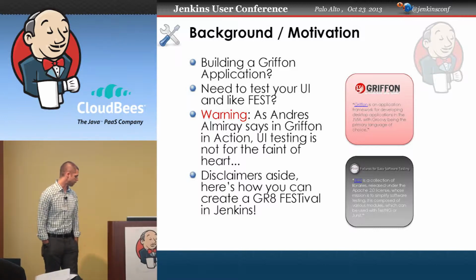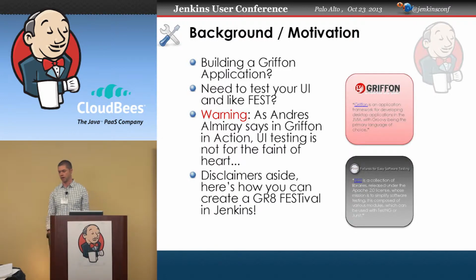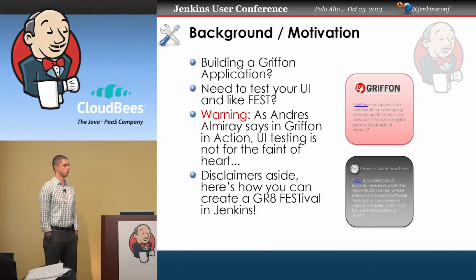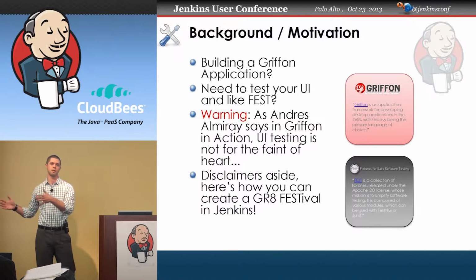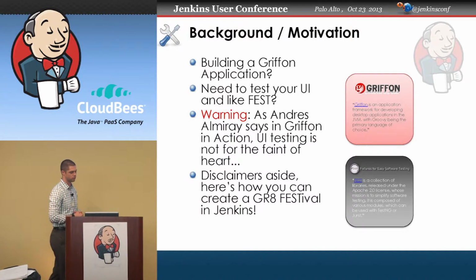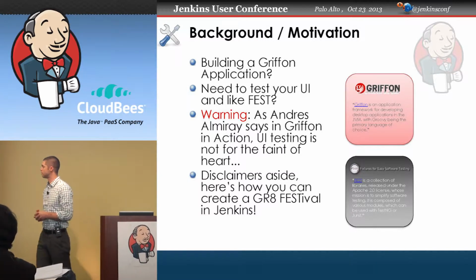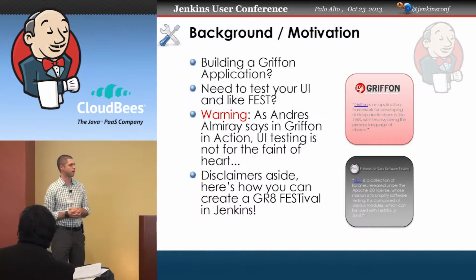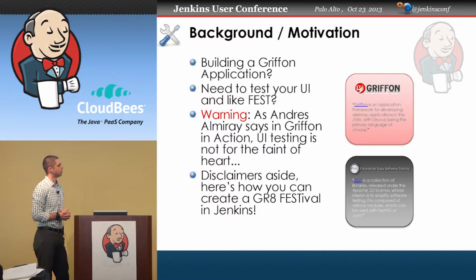Griffin is an application framework that allows you to rapidly develop Java desktop applications, using both Java and Groovy. If you've heard of perhaps Grails before, Grails is the web side of things. Griffin is the desktop application side of things. So they're kind of sister frameworks. FEST is a testing framework that allows you to basically drive Swing applications in an automated fashion and validate functionality, UI tests.